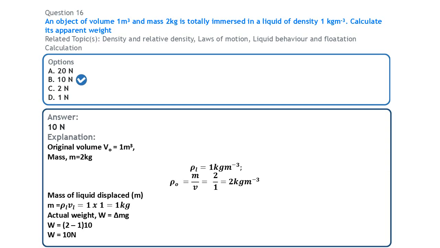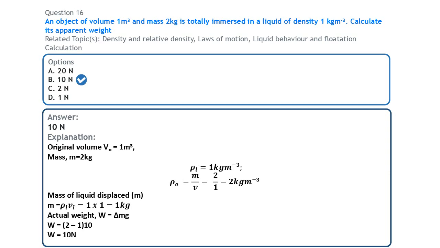So the volume of the liquid displaced is also 1. So the mass of the liquid displaced will now be equal to, where did we get this from? It is from this formula here. Density is equal to mass over volume. To make mass the subject of the formula, you just cross multiply the volume. So mass is going to be density times volume. So the mass of the liquid displaced is the density of the liquid times the volume of the liquid displaced. The density of the liquid is 1 kilogram per meter cube, multiplied by the volume of the liquid displaced, which is also 1, so 1 times 1, and that is 1 kilogram.